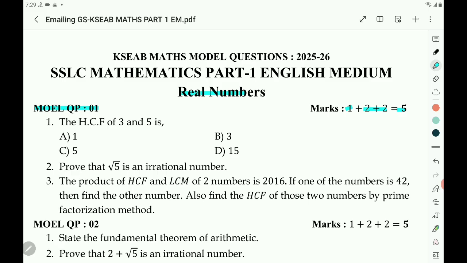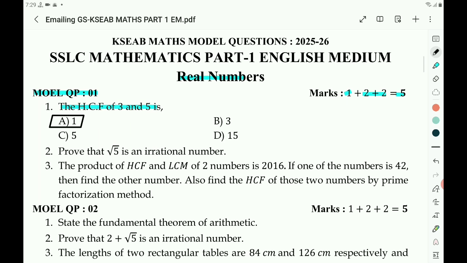First question, the HCF of 3 and 5 is. Here you observe 3 and 5 are co-prime numbers. So as they are co-prime numbers, their HCF is 1. HCF of 3 and 5 is 1. 3 and 5 are co-prime numbers. They do not have any common factors other than 1.